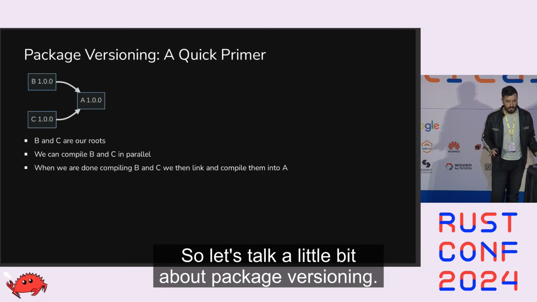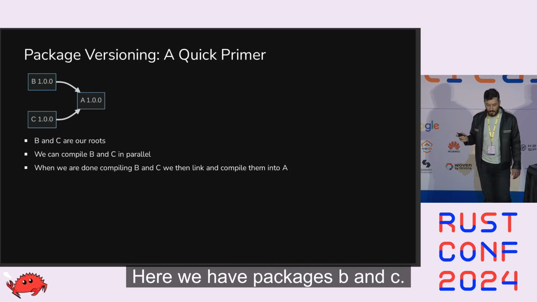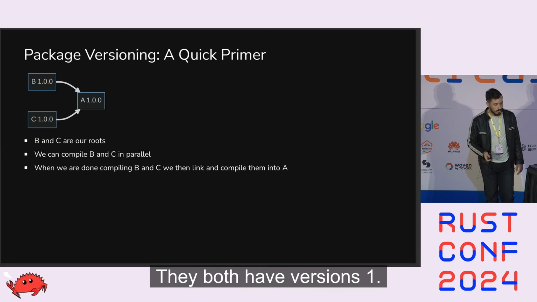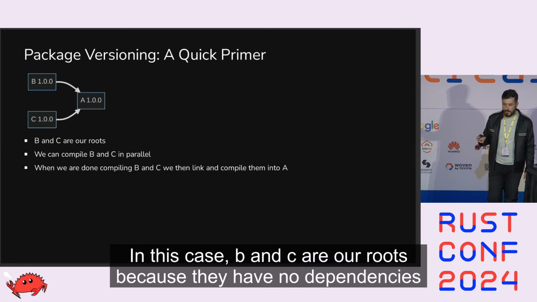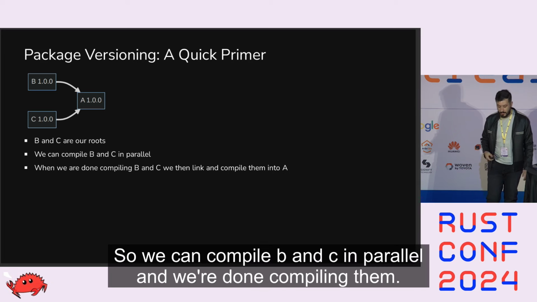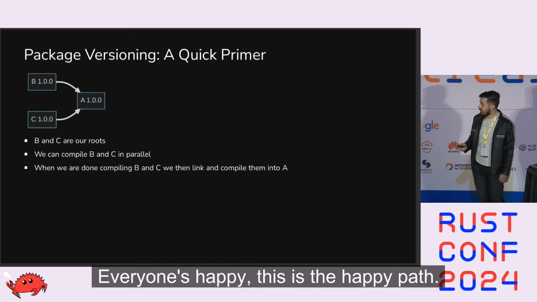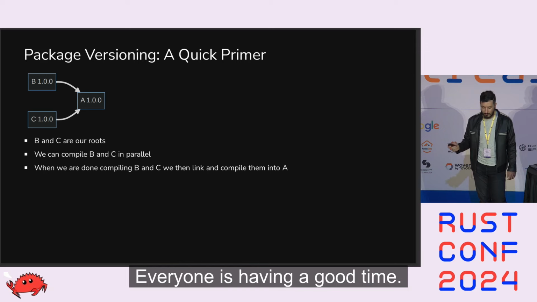So let's talk a little bit about package versioning. We're going to do a little quick primer here. Here we have packages B and C. They're both at versions 1.0, and we have package A at 1.0. In this case, B and C are our roots because they have no dependencies, and A is our final binary. So we can compile B and C in parallel. When we're done compiling them, we can link it into A, and then we can compile it all. Everyone's happy. This is the happy path.